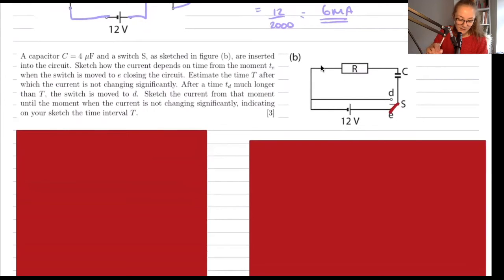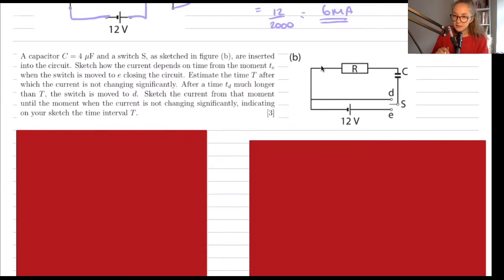Estimate the time T after which the current is not changing significantly. After time TD, much longer than T, the switch is moved to D. Sketch the current from that moment until the moment when the current is not changing significantly. Indicate on your sketch the time interval T.